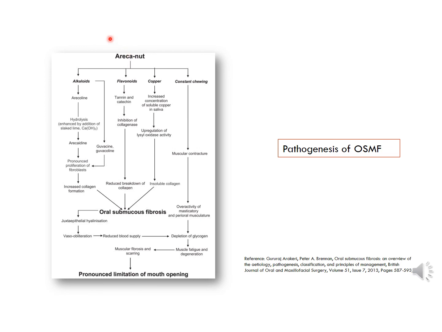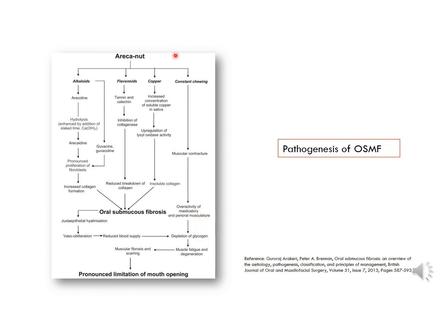The alkaloids lead to the release of arecoline, which hydrolyzes, and this hydrolysis is enhanced by the lime, which is basically calcium hydroxide, which leads to arecaidine formation, pronounced proliferation of the fibroblasts, increased collagen formation, and thus leading to one aspect of the oral submucous fibrosis. So if you look at the term oral submucous fibrosis, that means there is something that is taking place submucosally, and that change that is taking place is leading to fibrosis.